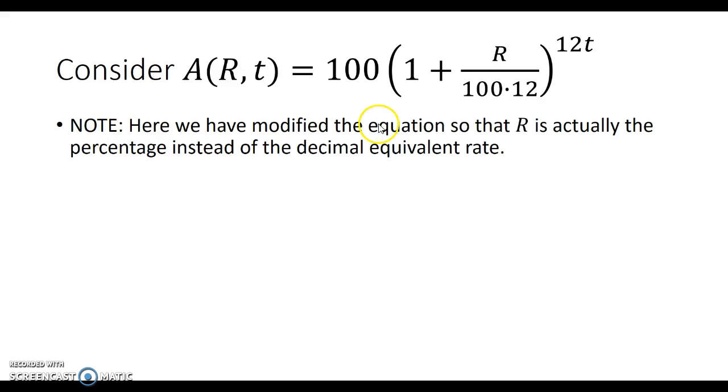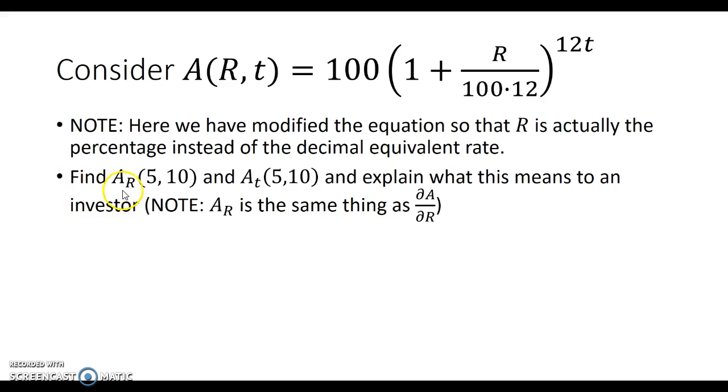So here, by the way, we've modified this equation so that I've called it capital R instead of little r, so that R is actually the percentage instead of the decimal equivalent rate. So if it's 10%, we can plug in 10 for R. And this 100 down here actually does the division and makes this a 0.1 for us. But it makes more sense because if we talk about the change in 1 unit of R, if R is a decimal, then that means you've increased your rate by 100% if you've increased little r by 1. But if you increase capital R by 1, that's just adding an extra percentage point to your interest rate.